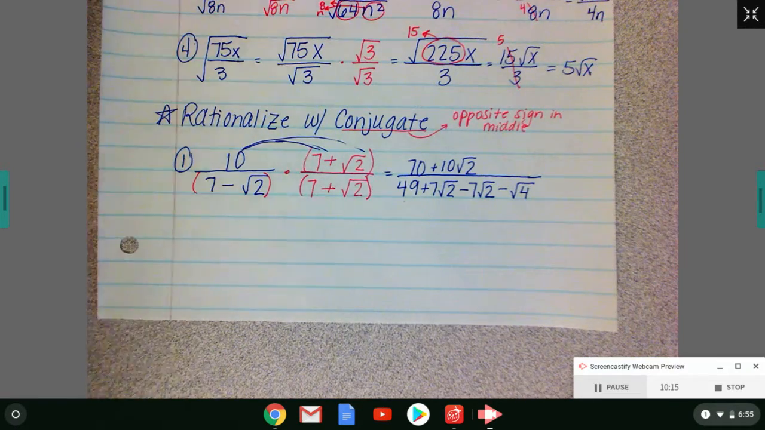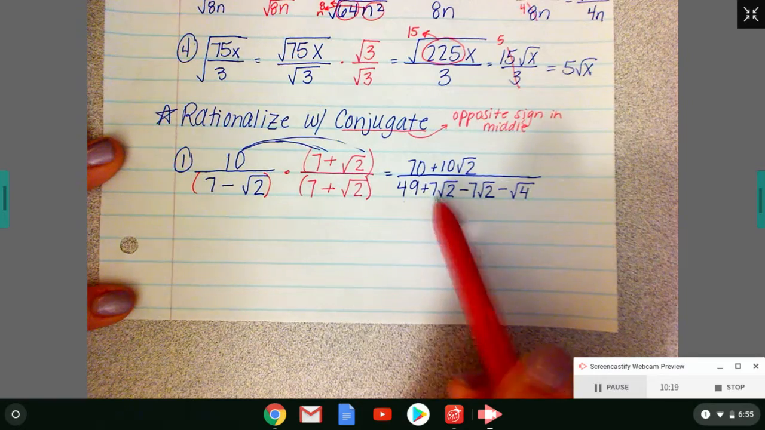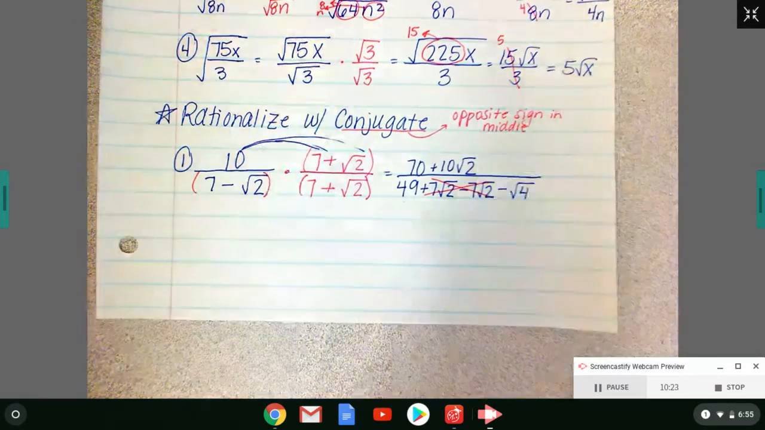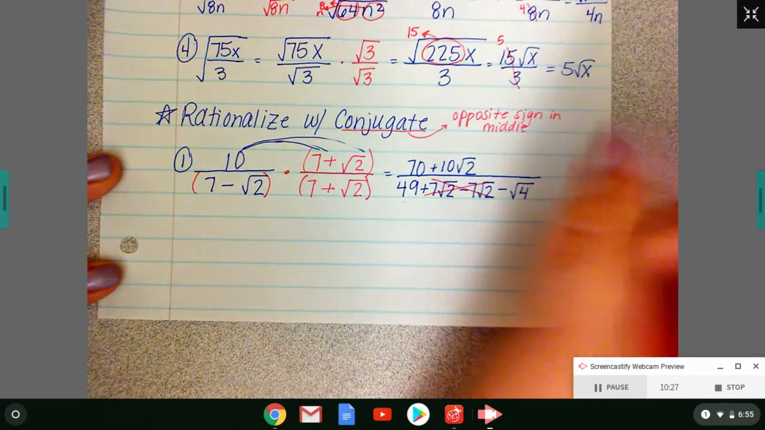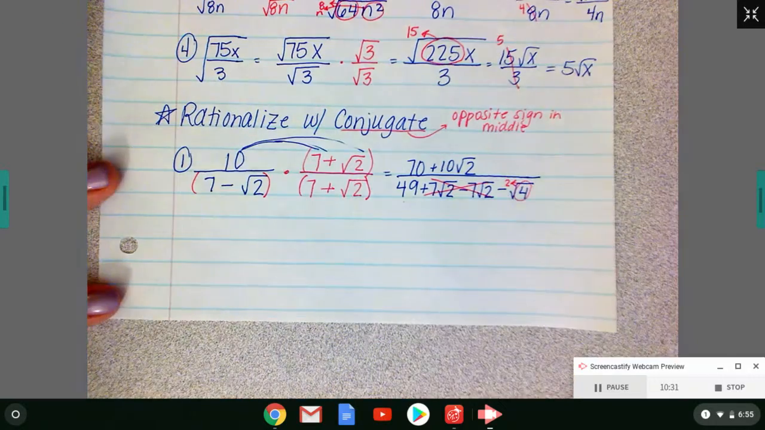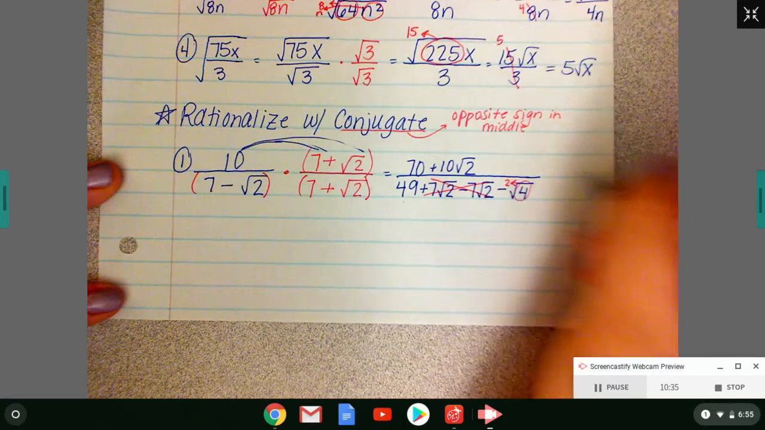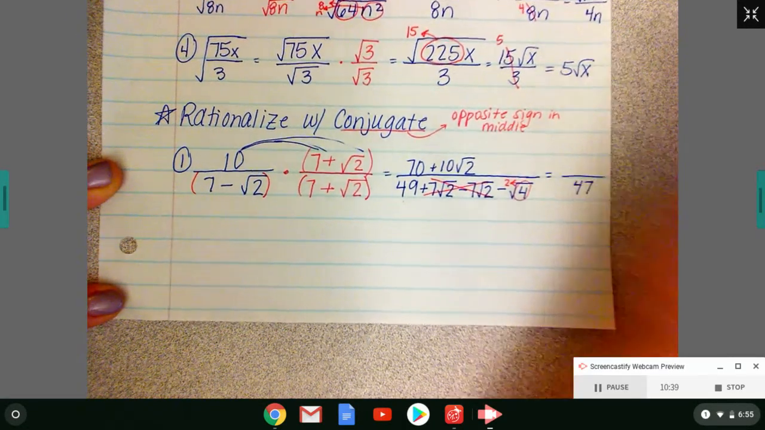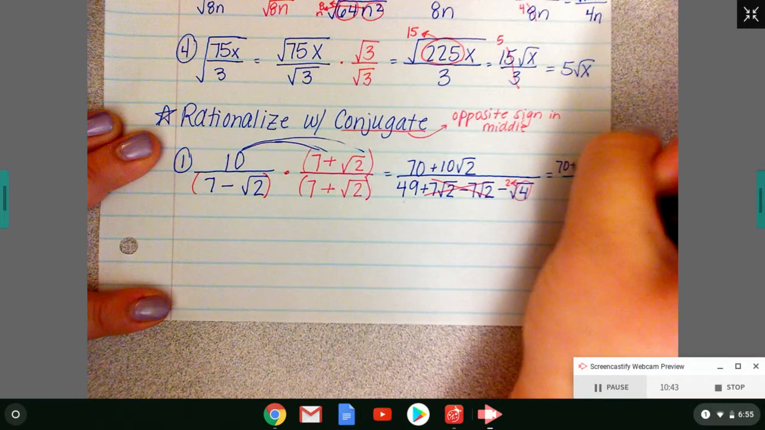All right, let's mess with our bottom here. Notice I've got 7 root 2 minus 7 root 2. Those will cancel. That's what I was going for, is to get the radicals to go away. And then also notice that this 4 is a perfect square, so it's going to actually become a 2. So my denominator here really is 49 minus 2, 47. And then my numerator is 70 plus 10 root 2.